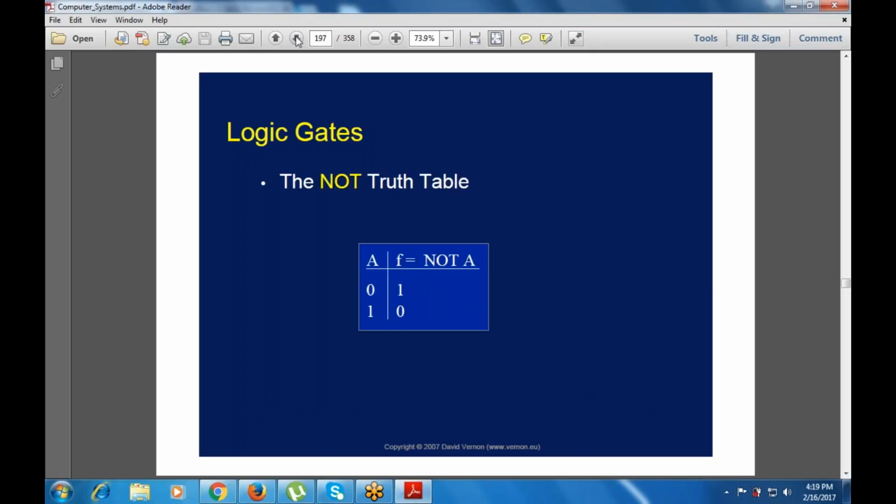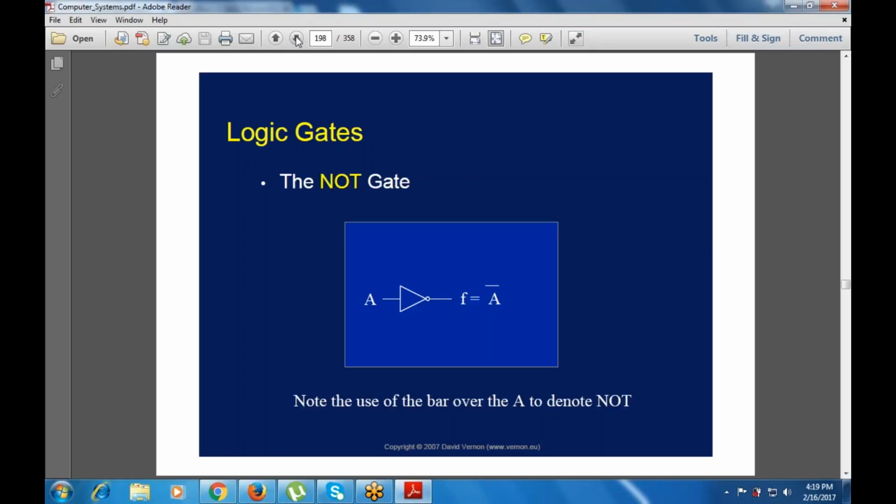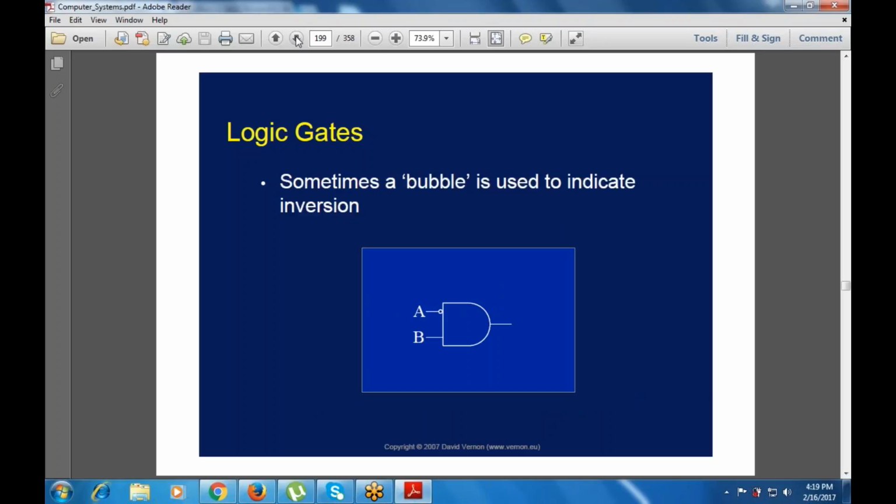The next is the NOT truth table. That means complement. 0 becomes 1 and 1 becomes 0. This is the graphical representation of the NOT gate. There is A dash, that means we are using the bar over the A to denote the NOT. And sometimes a bubble is used to indicate the inversion.